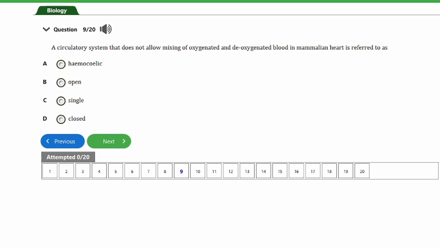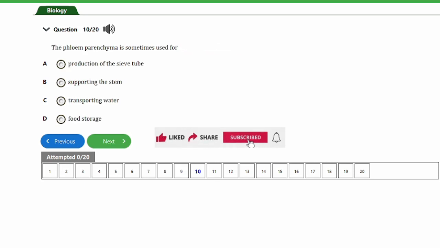It says, a circulatory system that does not allow mixing of oxygenated and deoxygenated blood in mammalian heart is referred to as A, hemocoelic. B, open. C, single. D, closed. So guys, the answer to this question is option D, and that's closed. A closed circulatory system does not allow the mixing of oxygenated and deoxygenated blood in the heart. So let's consider the next question.